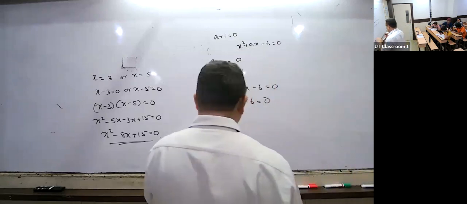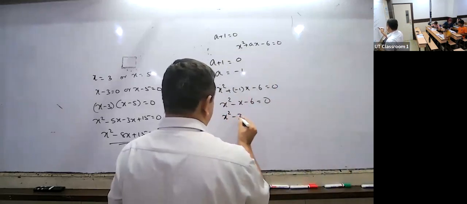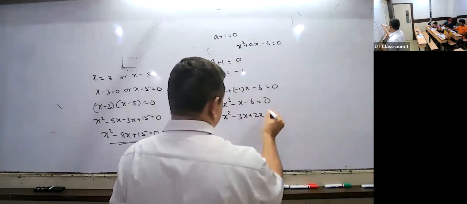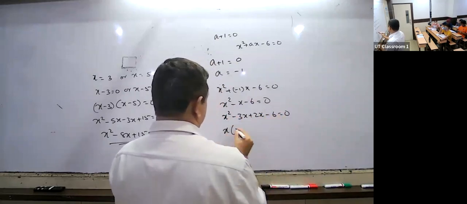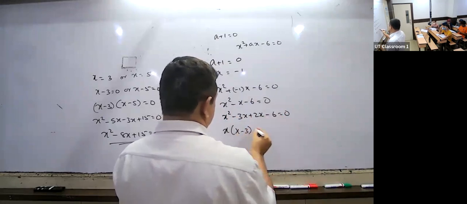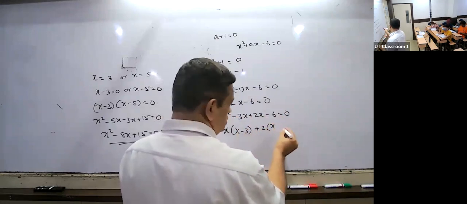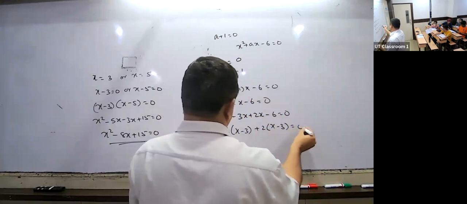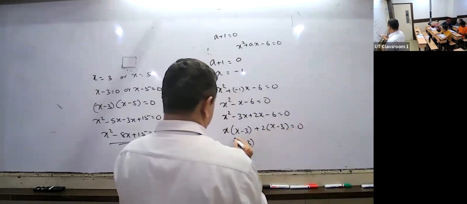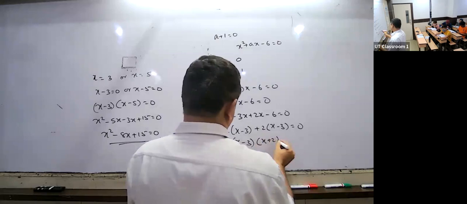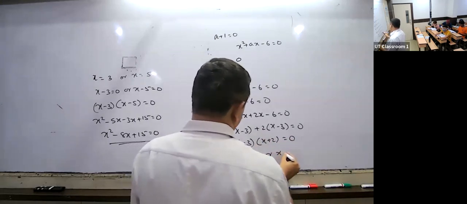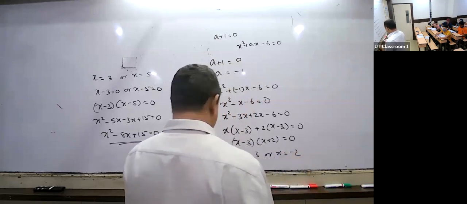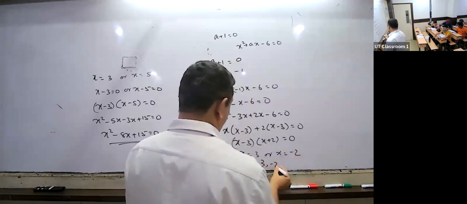So factorizing this one, what will you get? x squared minus 3x plus 2x, or minus 3x and plus 2x? Yes or no? Yes, sir. x minus 3 times x plus 2. So x is equal to 3 or x is equal to minus 2. The solution is 3 comma minus 2. Hope all of you are doing it.